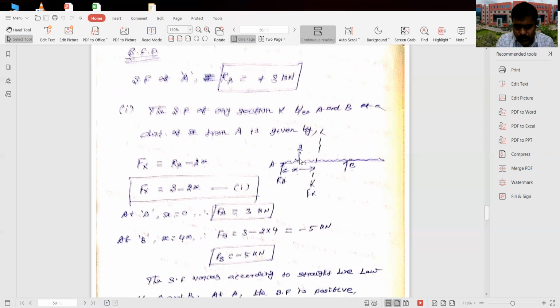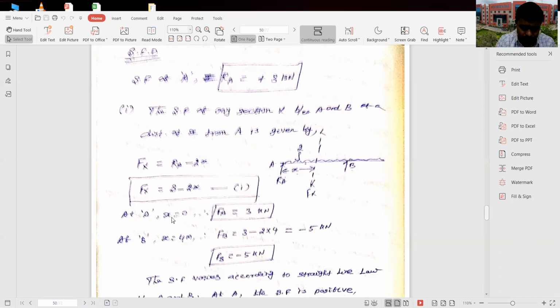If you convert the UDL to a point load, it is 2 into this distance x. So 2 into x is acting downward, so minus 2x. This RA is acting upward, therefore plus RA. This 2x is acting downward, therefore minus 2x. Therefore, RA value 3 kilonewton minus 2x. So this is equation 1. I want to know the shear force at point A and at point B, so if I substitute the x value, I will get the shear force value.